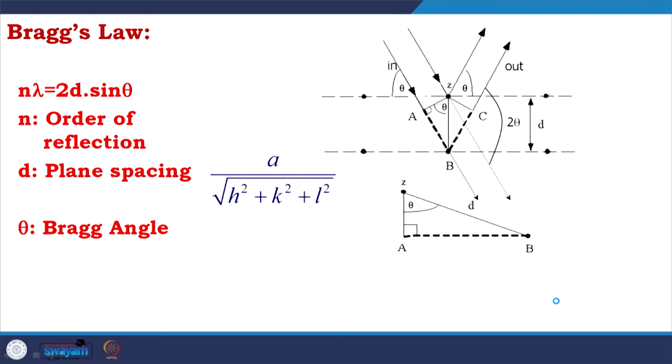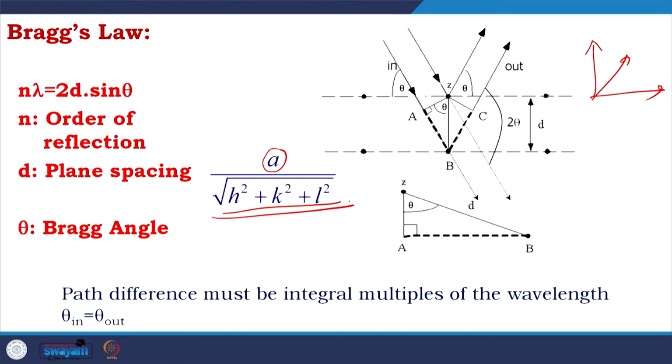Now, we will talk about this plane spacing as d equal to a by root over h square plus k square plus l square, where a is the base vector which we talked about, the a, b, c, and hkl is the reciprocal lattice. Path difference must be integral multiples of the wavelength, theta in equal to theta out.